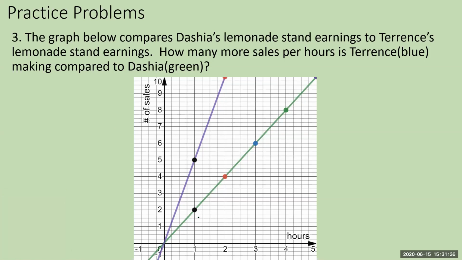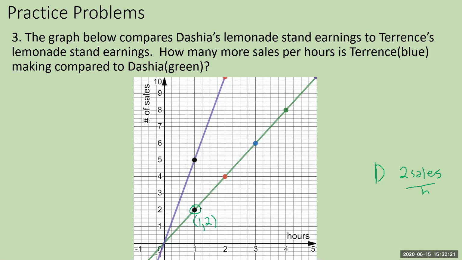So one way I can figure out their sales per hour, or their hourly rate, or their unit rate, is by looking at the point on the line where X is 1. So for Daisha, that's right here. This is the point 1, 2. That means Daisha is making 2 sales per hour.